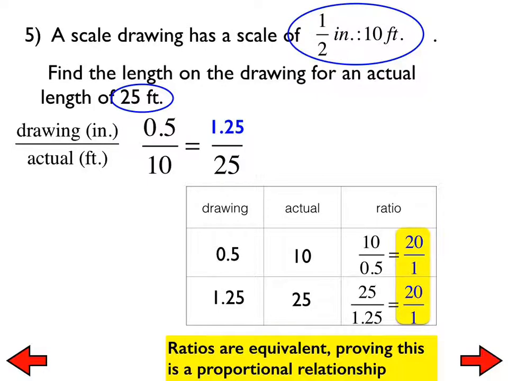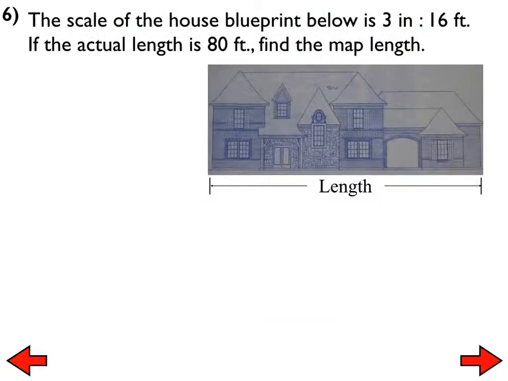All right, last problem for today. I know it's kind of hard to see in your notes, and it's actually kind of hard to see up there, but it's a gray background and it's blue. It's called a blueprint because the print on the actual drawing is in blue, and you can see it's the outline of a house there. So the scale of the house blueprint below is 3 inches is 16 feet. If the actual length of the house is 80 feet, find the map length. This should be easy. Go ahead and figure it out.